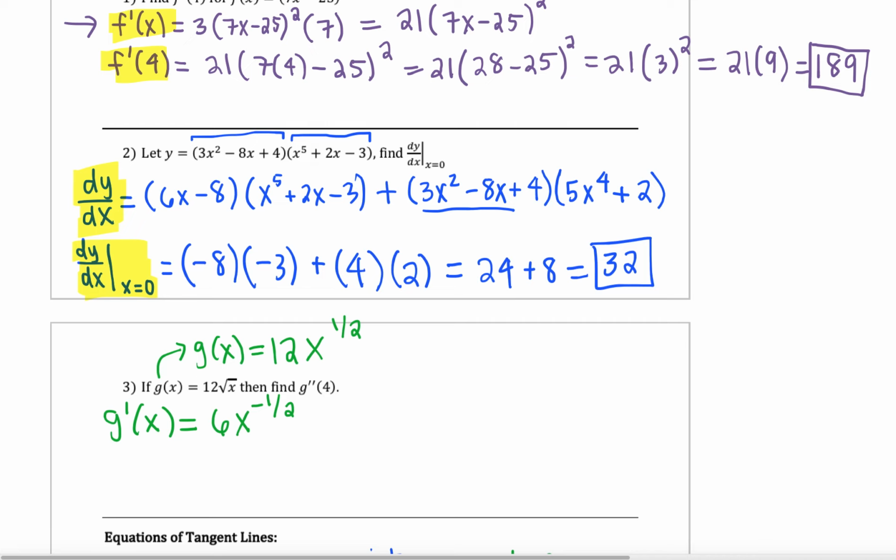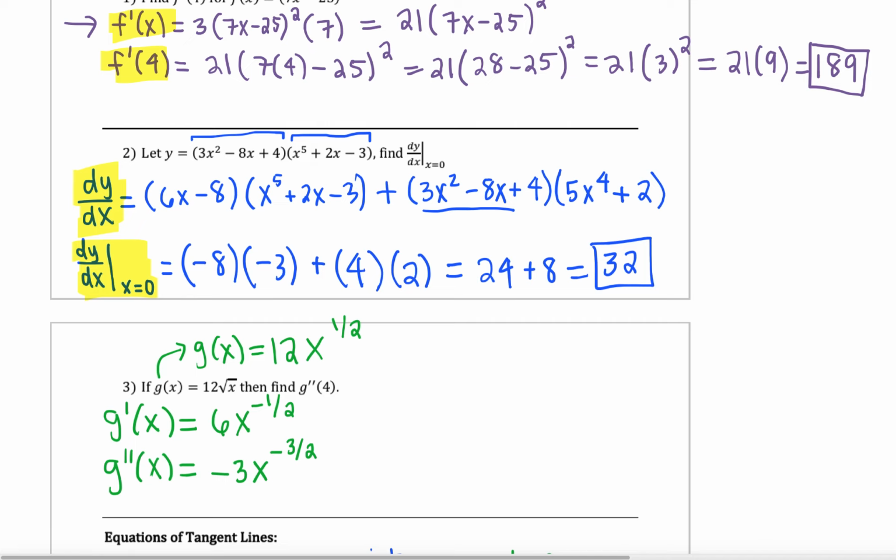Now, if we were stopping at the first derivative, we would want to rewrite this without a negative exponent, but ultimately, we're just trying to use the first derivative to get to the second derivative, so I'm going to keep going. Why don't you guys find our second derivative, and then we'll check it together. So with our second derivative, still using the power rule, when we bring down the negative 1/2, 6 times negative 1/2 gives us negative 3. Then we'll get x to the negative 3/2 by subtracting off 1.